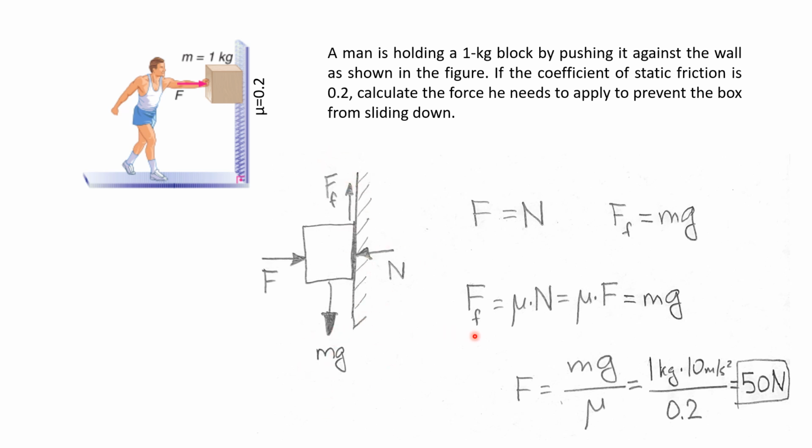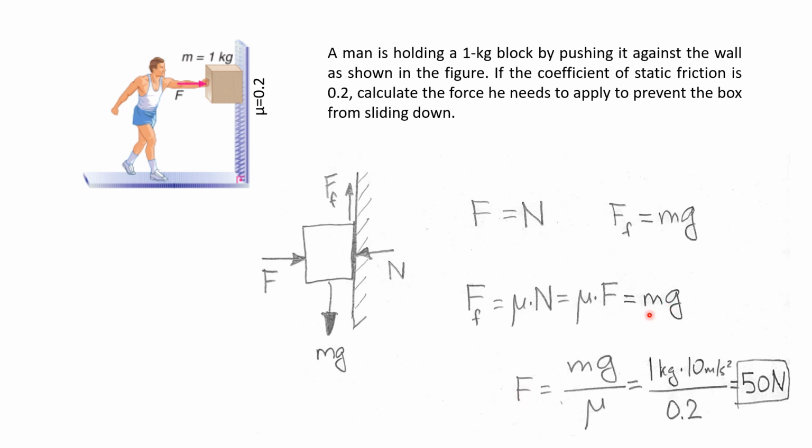And we know that the formula for the friction force is the coefficient of friction times the normal force. And since our normal force is F, we just substitute it here, and then we know the friction force has to be equal to mg. And from here we can solve for F simply by dividing both sides by mu.